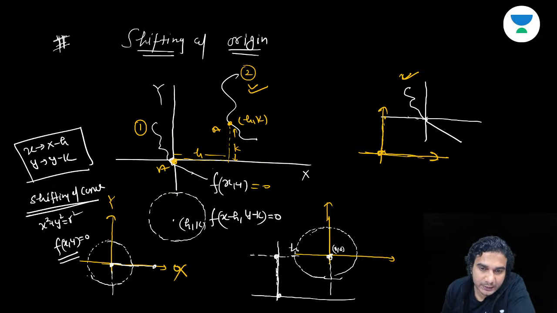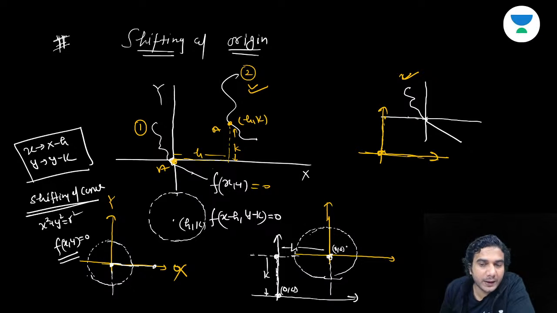This is h units and this is k units. Okay, so I have moved the coordinate axis h units leftwards and k units downwards. So this is the new position. Now this is your new origin.